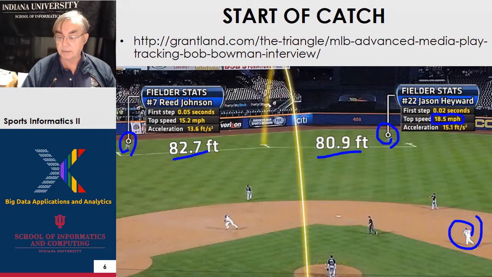And actually, I'm not certain whether that's a fielder or a runner. This is probably a runner because it's the right, and this team, the fielding team's in black. Okay.